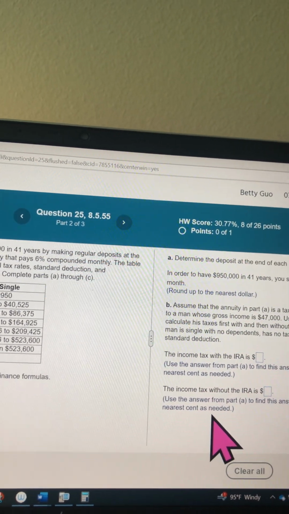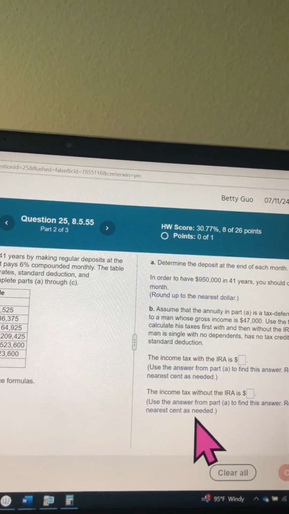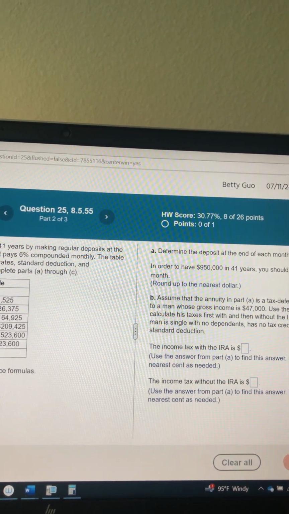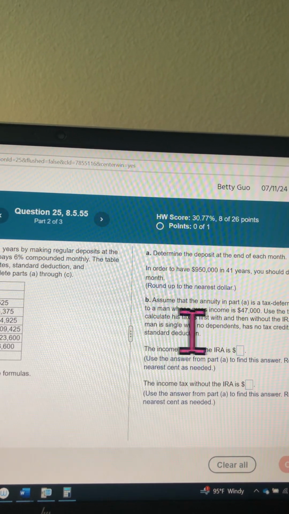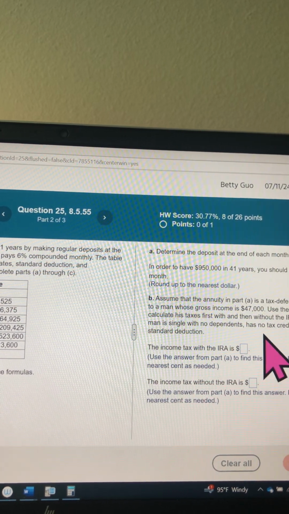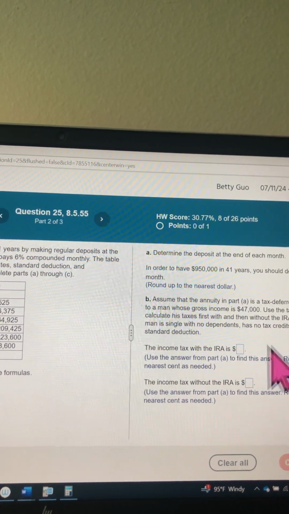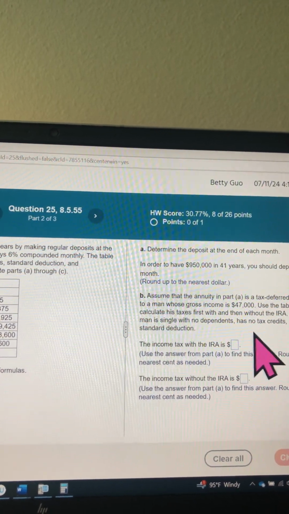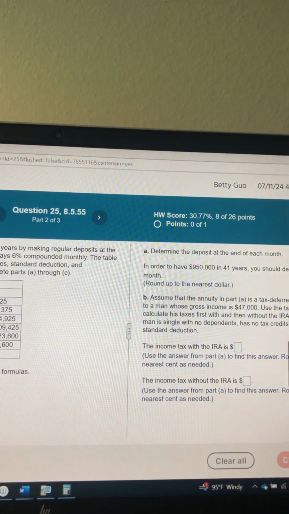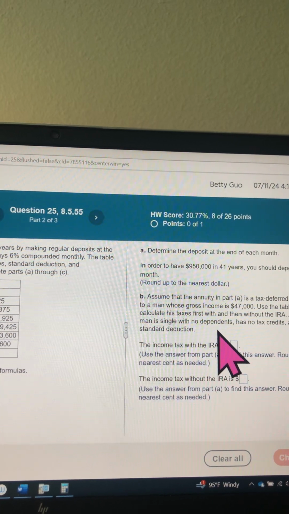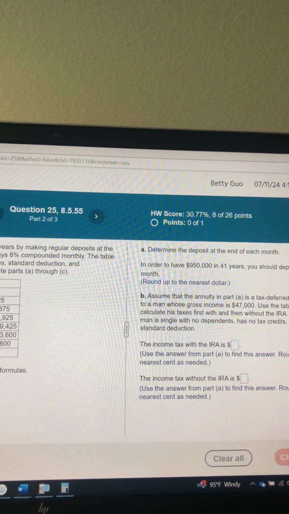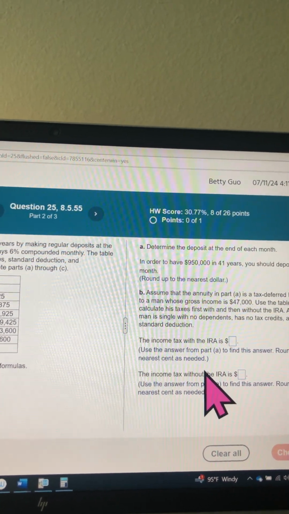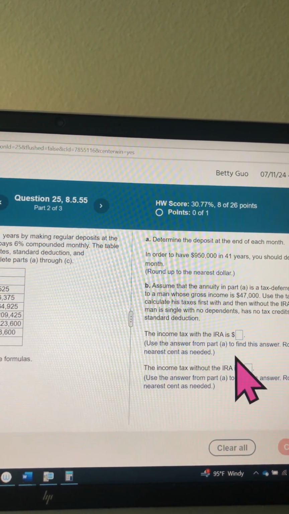And part B: assume the annuity in part A is a tax deferred IRA belonging to a man whose gross income is $47,000. Use the table on the left to calculate his taxes first with and then without the IRA. Assume the man is single with no dependents, has no tax credits, and takes the standard deduction. Okay? So the income tax with the IRA.